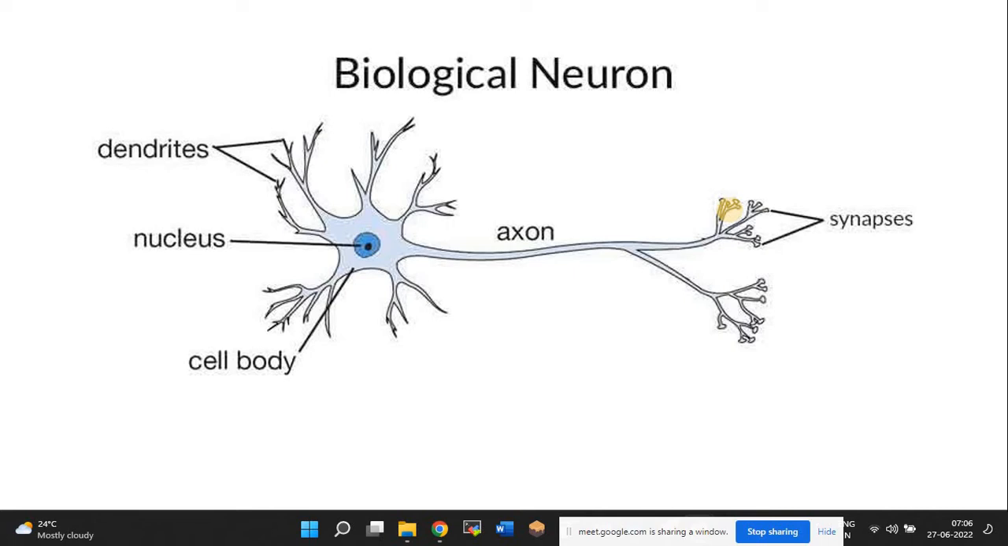We talked about this biological neuron, right? The nucleus, cell body, axon, and the synapses. Through the synapses, they are connected to the dendrites of other cell bodies, and that's how the communication between the neurons happens in the neural network.